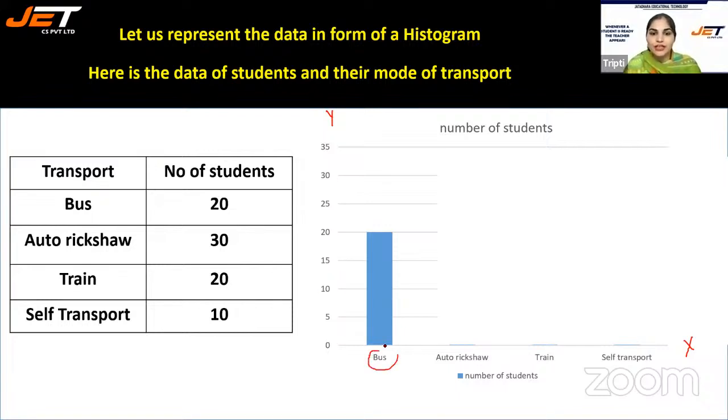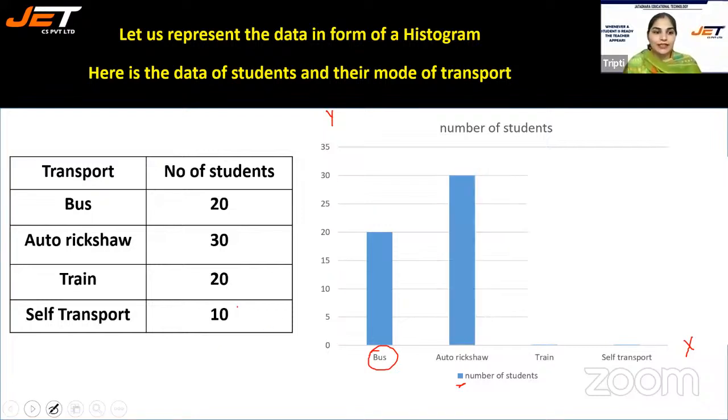So the first mode of transport is bus. And how many students are using bus? So 20. I have made a bar. It's just like a chocolate bar that I have made. So 20 students are using bus, or they are commuting by the bus. So this blue color bar represents the number of students.